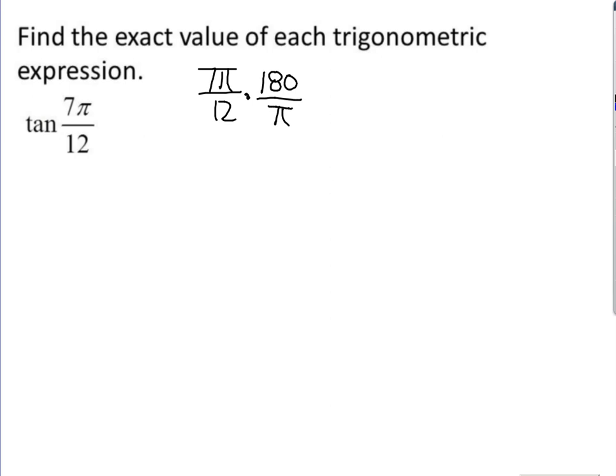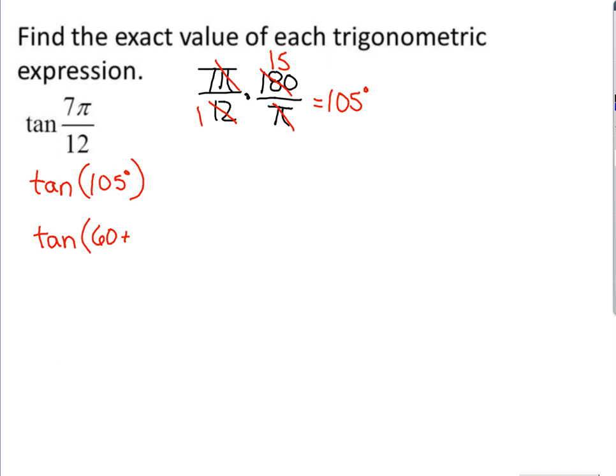We have a pi in the numerator and a pi in the denominator, so those can cancel. 12 goes into itself once. 12 goes into 180 15 times. And then if you multiply straight across, 7 times 15 is going to give us 105 degrees. So instead of finding the tangent of 7 pi over 12, we can look for the tangent of 105 degrees. And there's a couple different ways on the unit circle you can get to 105. But let's look at the tangent of 60 plus 45.